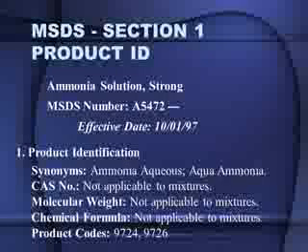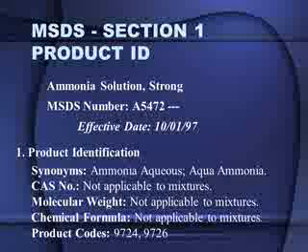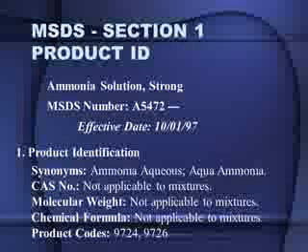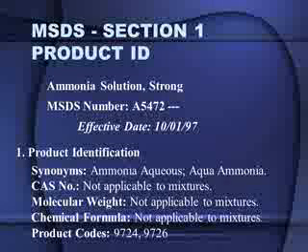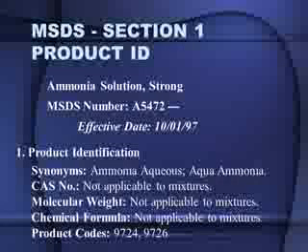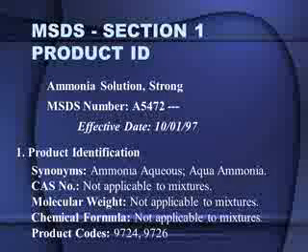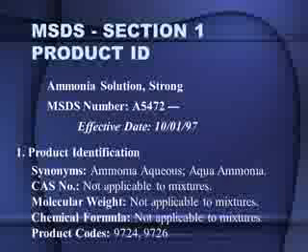The information that has to be provided is spelled out in the OSHA regulations, but the order in which it is provided on the material safety data sheets is not required to be in a uniform order. So as we go through this MSDS for ammonia, keep in mind that as you look at other material safety data sheets, the information may be presented in a different order.